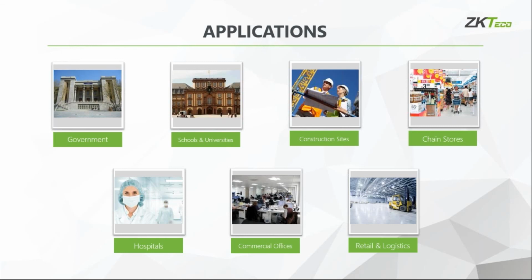And the chain stores. If you have different outlets with a small number of employees, but you want to centralize the data, because in each store there will not be any HR, you can install BioTime on the central server, and these store devices will be connected in real time to the main head office. So the data will be handled by the main HR. And the hospitals, because as I showed you, there are different types of shifting. In hospitals, you can handle roster shifting and scheduling. Also commercial offices and retail logistics. So in all these fields, BioTime will be very useful for handling attendance information.